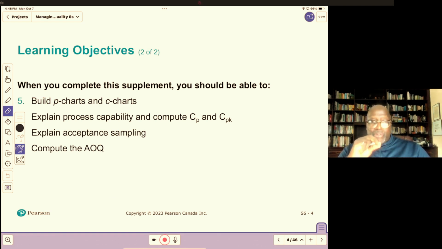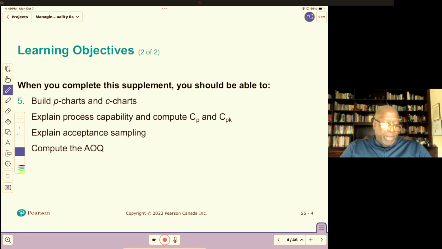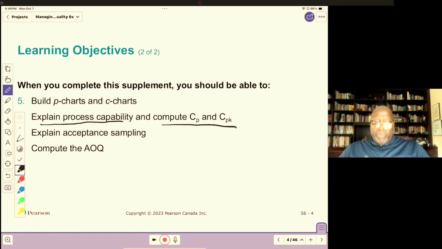But then when we are counting, like how many blue shirts, red shirts, how many defectives, and so on, then we refer to those as attributes. And so we use different charts for those. We use a P chart and a C chart. Okay, so let's get into some of those. We will learn a little bit about the idea of process capability and compute what we call the process capability, or the left side capability and the right side capability. We're not going to do acceptance sampling in this course, right? We're not going to cover that.